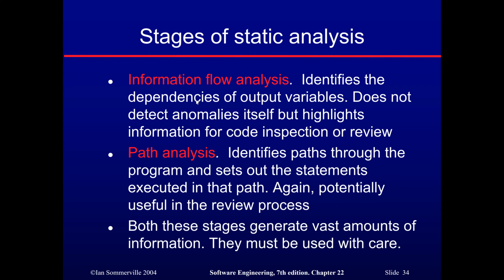Information flow analysis identifies the dependencies of output variables. It does not detect anomalies itself, but highlights information for code inspection or review. And finally, path analysis identifies paths through the program and sets out the statements executed in that path. Again, potentially useful in the review process. All of these stages generate vast amounts of information. They must be used with care.